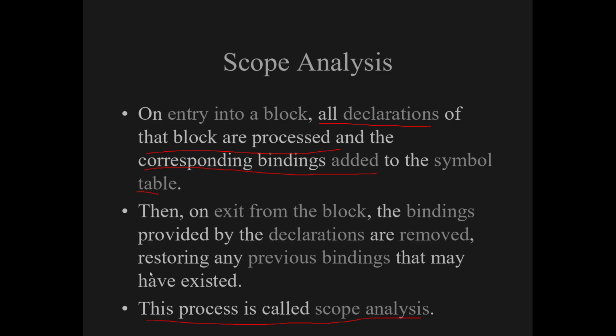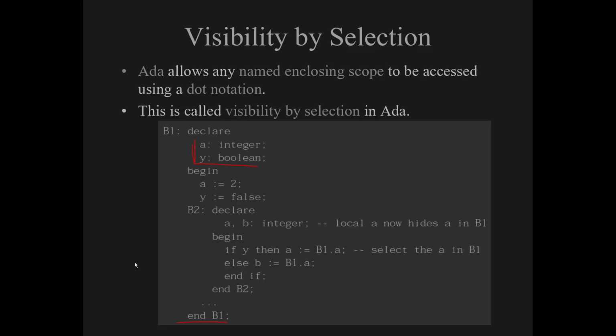Now, when you exit, any bindings that may have existed will be used. So for example, with B2, once you exit, you're going to remove A from the symbol table and also B. And after that point, the name A is going to refer to this A rather than this A one more time.